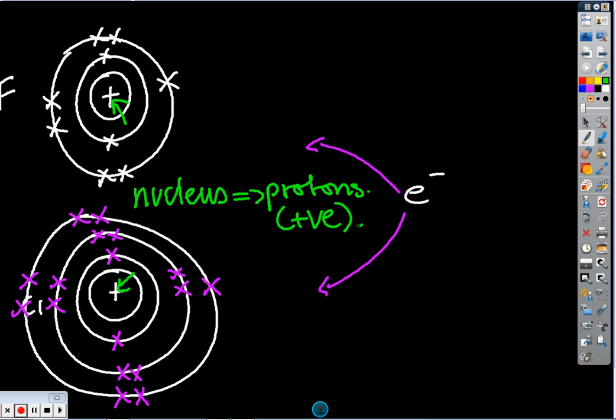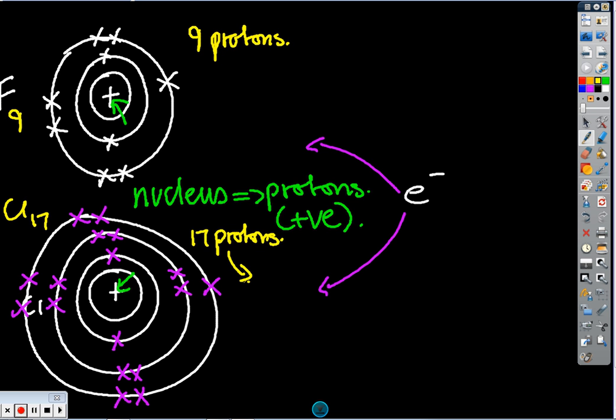No, we need to delve a little bit deeper into what's going on within fluorine, and we learned earlier that fluorine had an atomic number of 9, whereas chlorine has an atomic number of 17. So what that means is that fluorine will have 9 protons in its nucleus, and chlorine will have 17 protons in its nucleus. So based on that, we would imagine that chlorine would be able to win the battle for this yellow circled electron, because it has 17 positive charge.